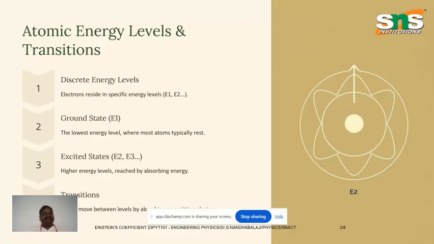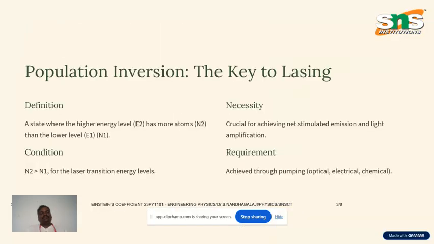First, atomic energy levels and transitions. We know atomic energy states are discrete energy levels. Electrons reside in specific energy levels E1 and E2. E1 is the ground state, the lowest energy level, where most atoms typically rest, and E2 and E3 are excited states, higher energy levels reached by absorbing energy. Atoms move between levels by absorption and emission of energy.